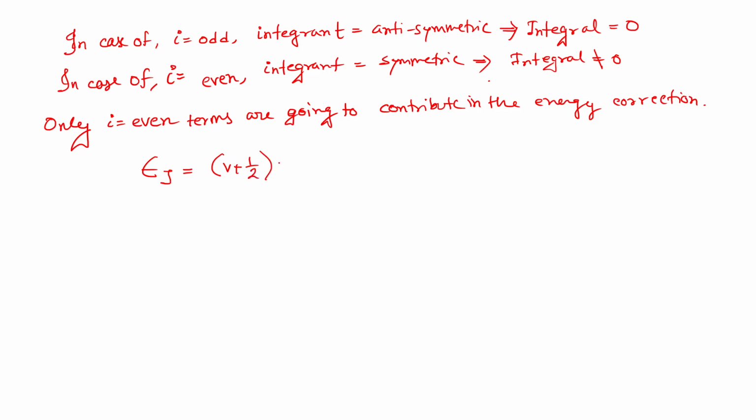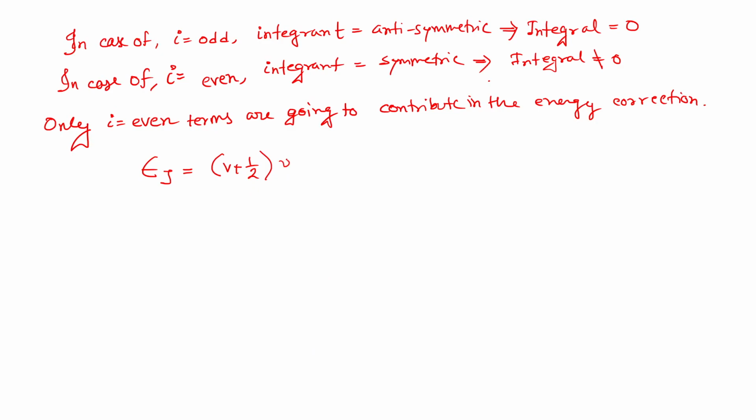And ultimately, you know, the energy correction becomes proportional to (v plus half) square, right? So this comes only from the x to the power 4, and if you consider the other x to the power 6 and x to the power 8, those kinds of terms, then you are going to get more. So I'm not solving question 2c.